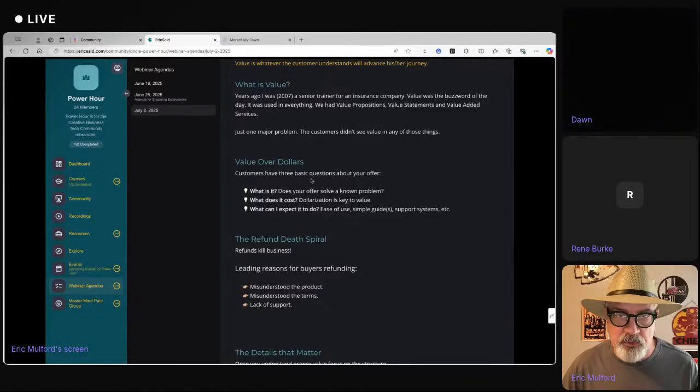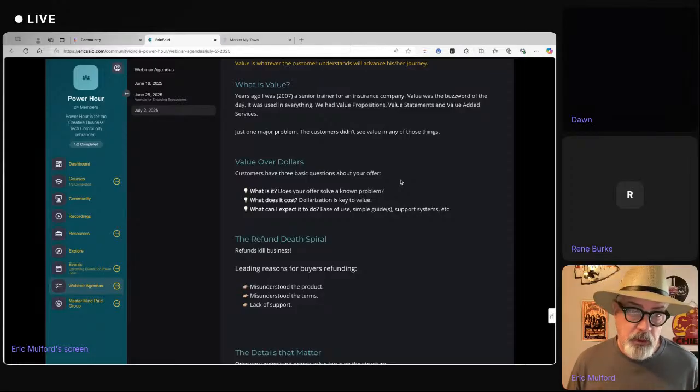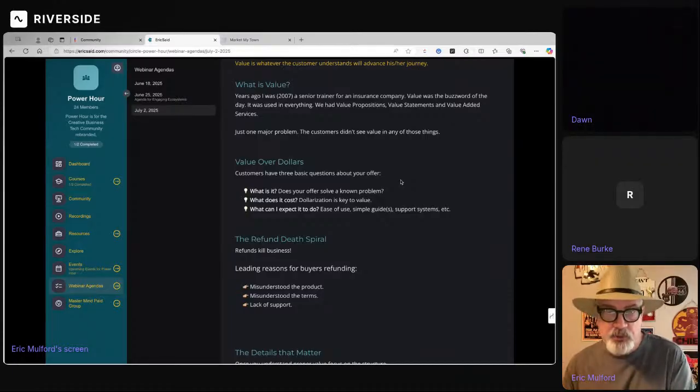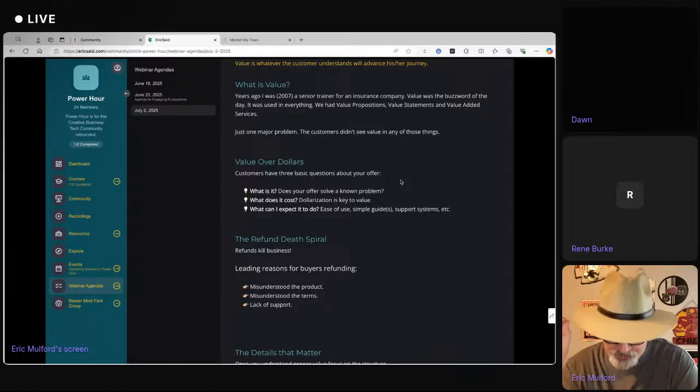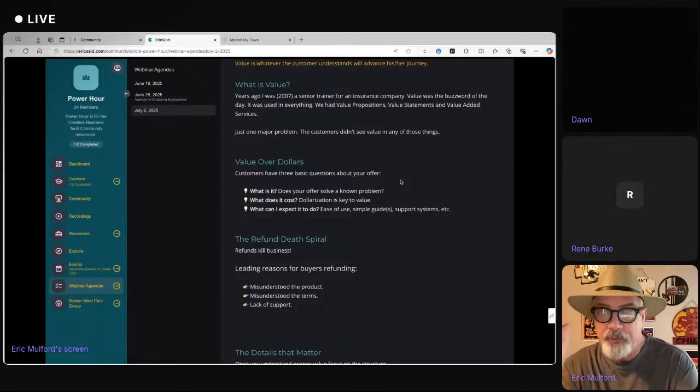Value over dollars. Customers have three basic questions about any offer. Always. They have three basic questions. What is it? What does your offer solve for a known problem? They have to know they have a problem, but what is it that's going to solve that? They need to understand what is going to solve the problem they have an awareness of. So that's the first thing. They want to know, what is it?